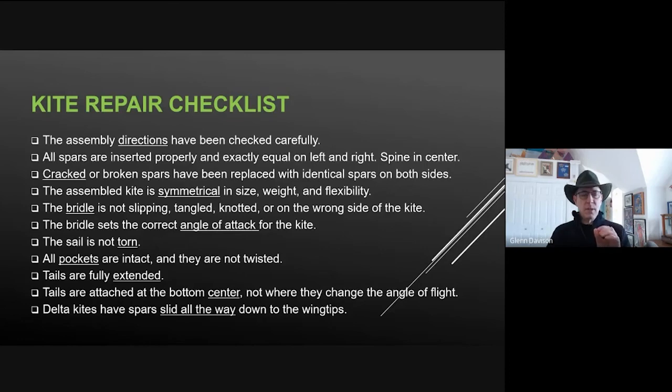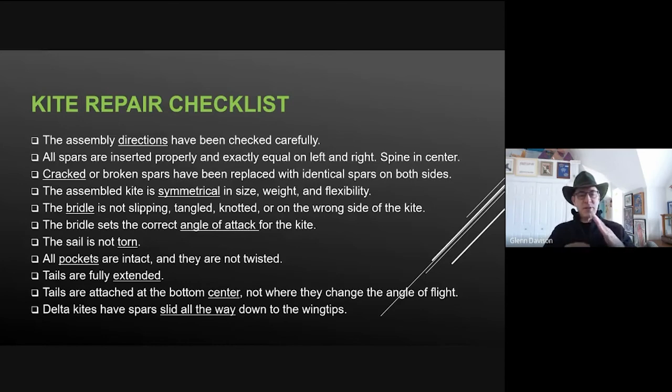Make sure that the assembled kite is symmetrical, and it has to be symmetrical in 3 ways. The size of the kite, left and right, should be symmetrical. The weight of each side should be symmetrical, and the flexibility of the left and right side should also be symmetrical. Make sure the bridle's not slipping, tangled, knotted, or on the wrong side of the kite. I had a kite that flew pretty well upside down, but that also wasn't my intention, and I didn't think it would go on very long that way.